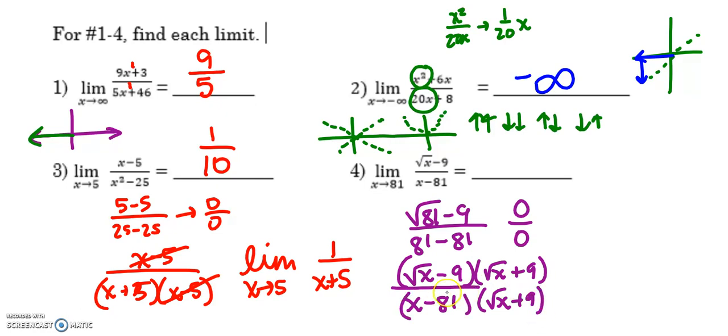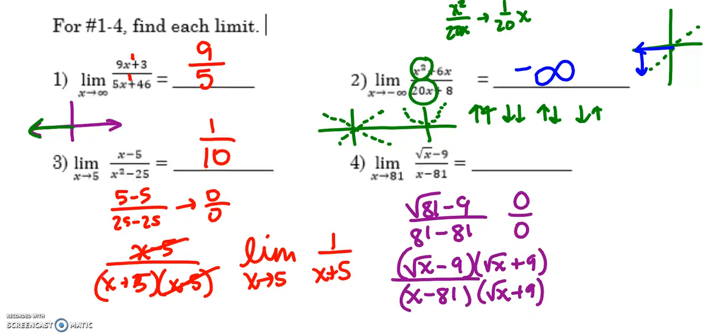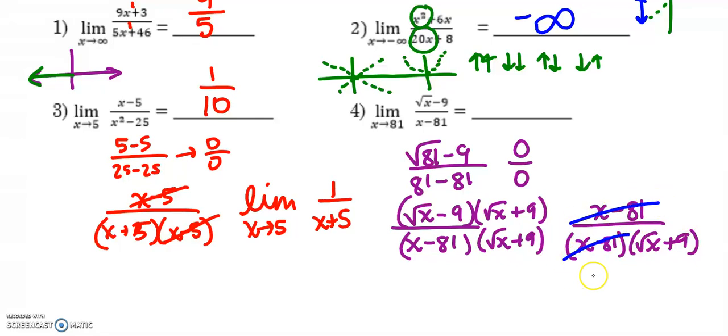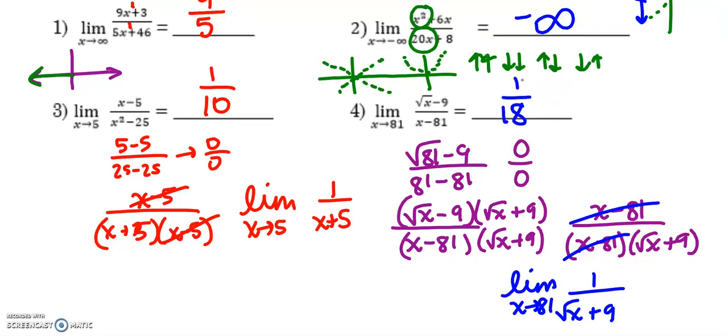But remember that you're only going to multiply the top, or the one that needed the conjugate, to get rid of the square root. So this is going to become x minus 81. And I don't want to multiply out the bottom because you'll notice my goal was to get something to cancel. And if I don't multiply out the bottom, then I can see that those cancel. 1 over the square root of x plus 9. This is the limit as x goes to 81. Brand new limit problem. Now when I plug in 81, I get 1 over 18.